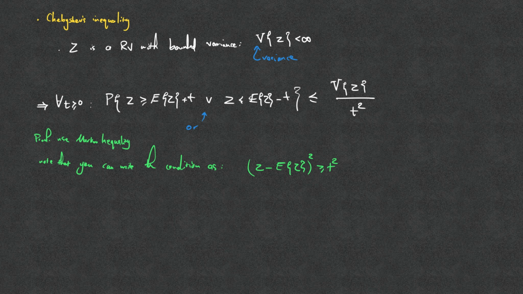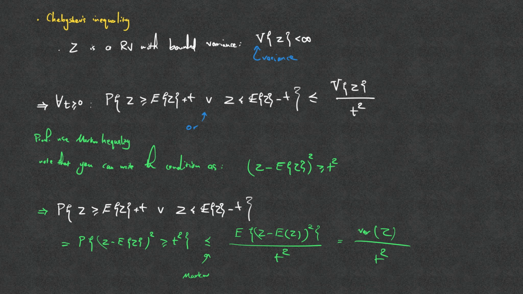Note that you can write the condition above, given that it's basically the absolute value of z minus Ez, in a squared form. So you have (z minus Ez)^2 is larger than or equal to t^2. Now, this probability, this event, is the same as this event, right?